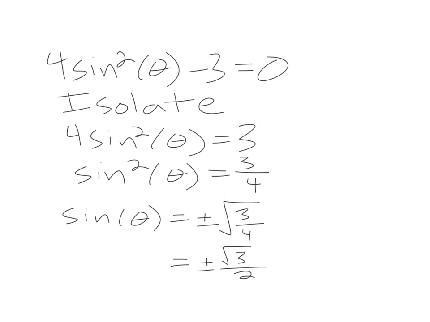So do not forget that plus or minus, because when we have an equation that has maybe a sine or a cosine squared in it, we're actually going to have more solutions probably within the unit circle. This one's in fact going to have 4.